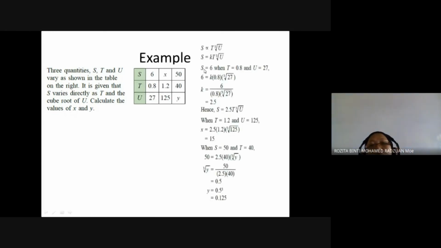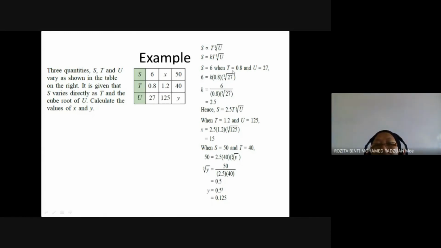First, we have to write it down in the form of variation. S varies directly as T, cube root of U. This is the cube root of U. And then in the form of an equation, S equals KT cube root of U. Look at the first column here. We have the value of S, the value of T, and the value of U, right? So we have to use this one.